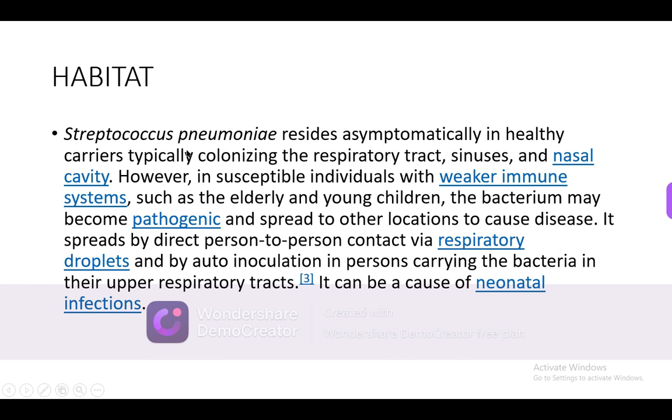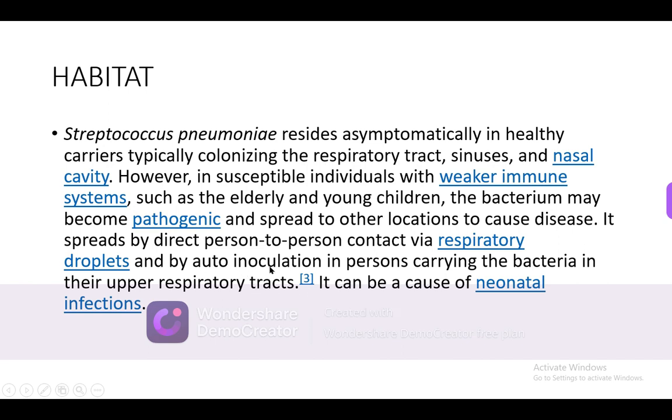So you are living with this Streptococcus pneumoniae. It means that if your immunity is declining, it will take its chance to go to the other side and infect that part, where it becomes pathogenic there. It spreads by direct person-to-person contact via respiratory droplets. So the mode of spread is droplet infection, and by auto-inoculation, a person carrying the bacteria in the respiratory tract.